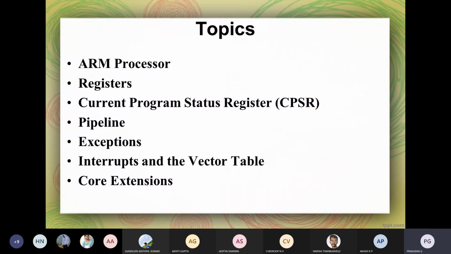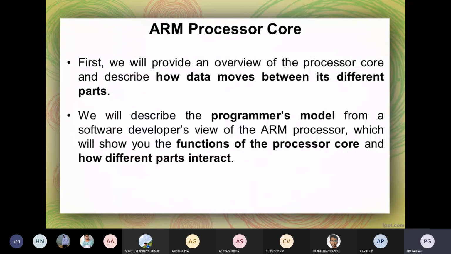Pipelining, already discussed. Pipelining, exceptions, interrupts and vector tables, core extension. That is not required. We'll go ahead with this.